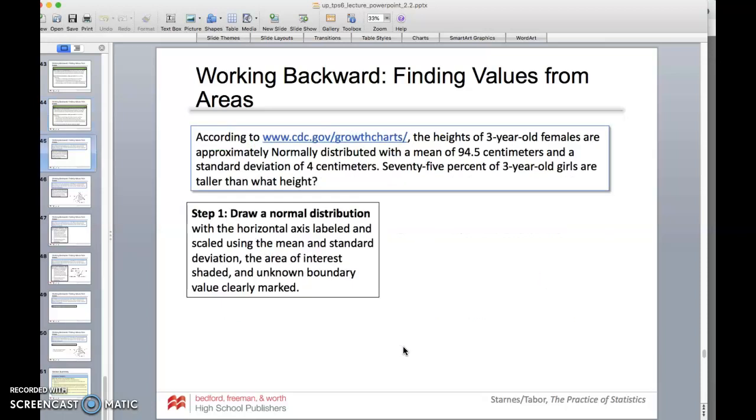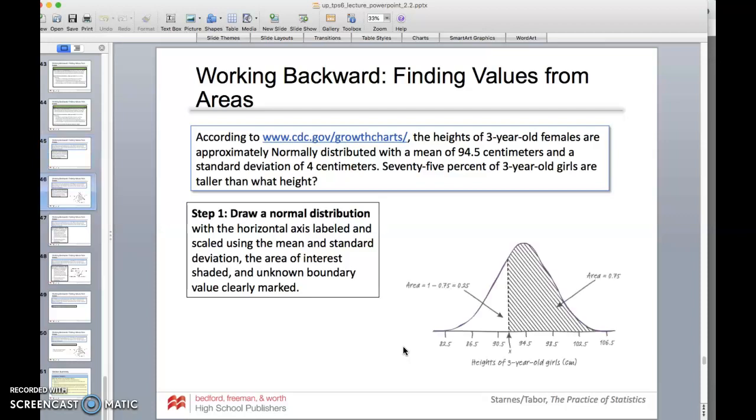So here we go. This time we have the heights of 3-year-old females are approximately normally distributed. The mean is 94.5 centimeters, standard deviation of 4. We want to figure out 75% of the 3-year-old girls are taller than what height. So basically, we're going to have to find that 25th percentile, because remember, that's the percentile that is greater than or equal to 25%. So if we want 75% above, we'll have to find that 25th percentile.